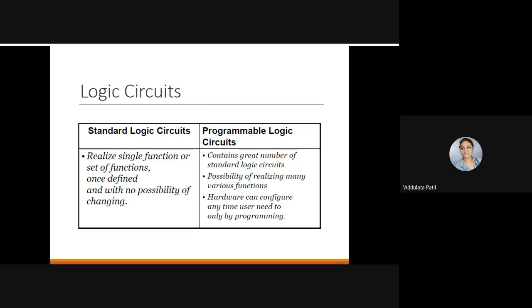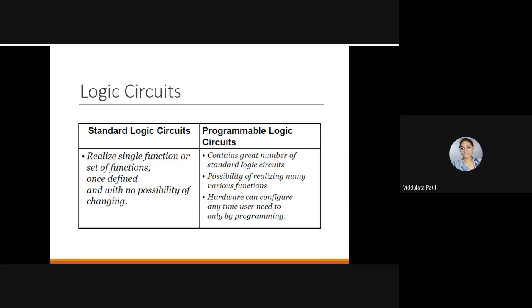So now this logic circuit has two types. One is the standard logic circuit and another is the programmable logic circuit. Now what is meant by standard logic circuit? When we are realizing any single function or any set of functions, which are once defined and there is no possibility of changing, then the circuit that we form is a standard logic circuit. You can consider the adder circuit.